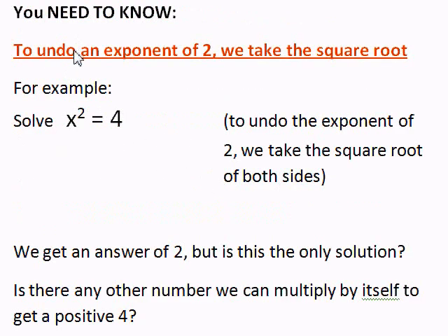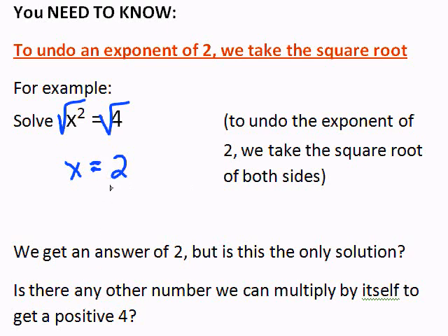You need to know that to undo an exponent of 2, we need to take the square root of both sides of the equation. So to get rid of this squared on the x, the exponent of 2, we take the square root of both sides. This gives us x is equal to a positive 2. But there's an important piece of information you need to know.